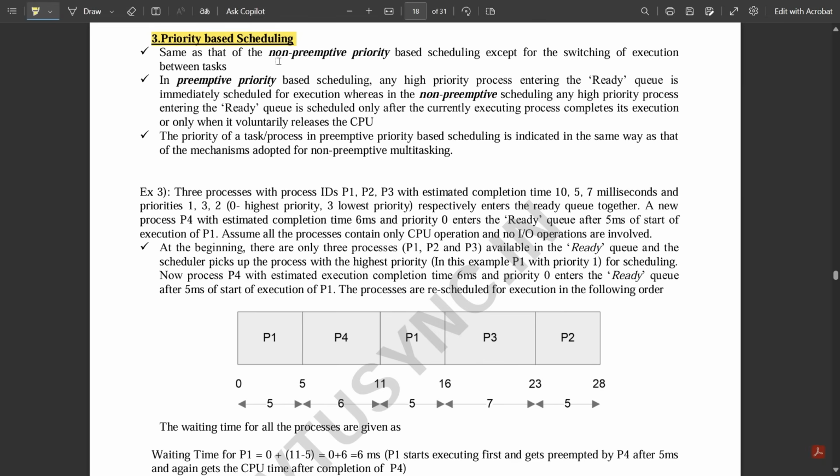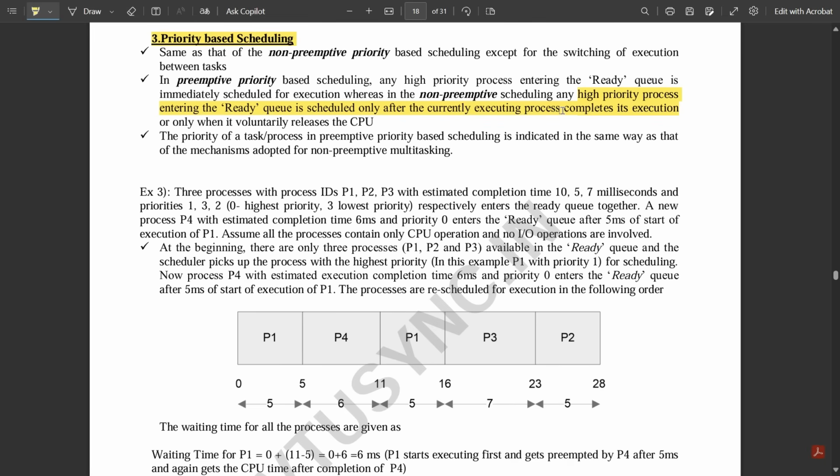It is the same as non-preemptive priority based scheduling, except for the switching of execution in between the tasks. In preemptive priority based scheduling, any high priority process entering the ready queue is immediately scheduled for execution, whereas in non-preemptive scheduling, when a high priority process enters the ready queue, it is scheduled only after the currently executing process.